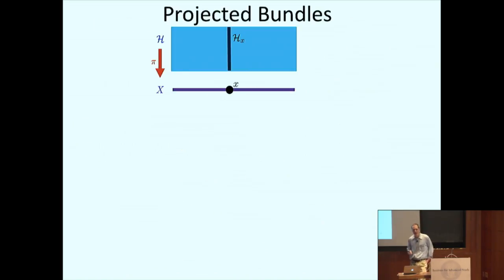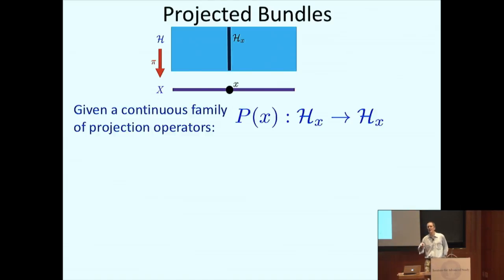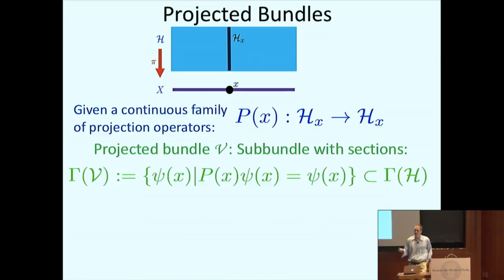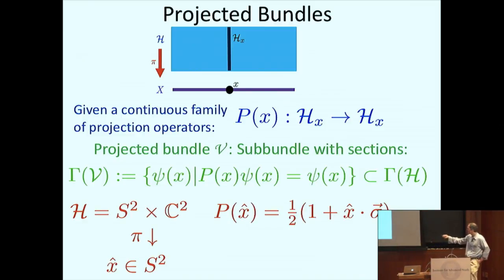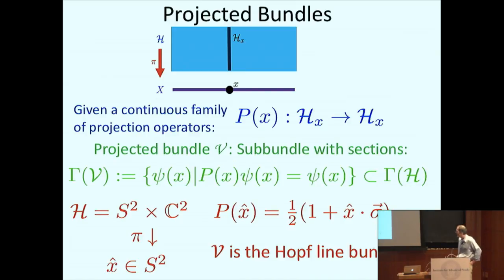Okay, now, the other ingredient we need for Berry connections are projected bundles. So supposing we have a continuous family of projection operators, P of x, then we can define the projected bundle whose sections are eigenvectors of P of x of eigenvalue 1. And a very popular example is to take the trivial bundle, S2 times a qubit, and take the projector to be the projection onto the spins in the x-hat direction, and then the projected bundle is the Hopf line bundle with non-trivial first Chern class.